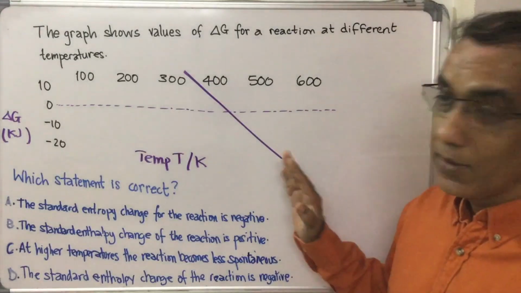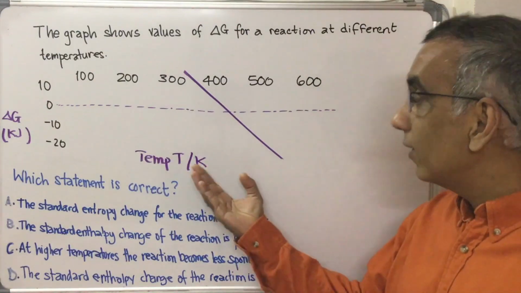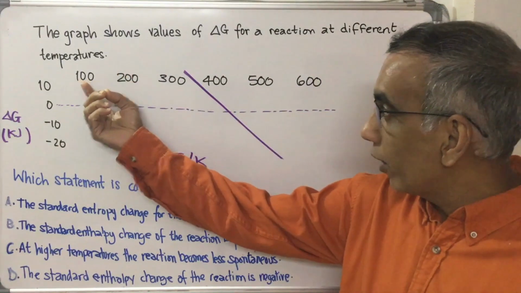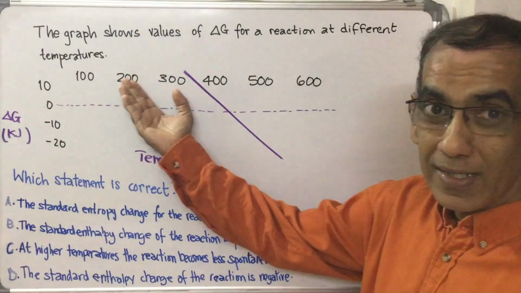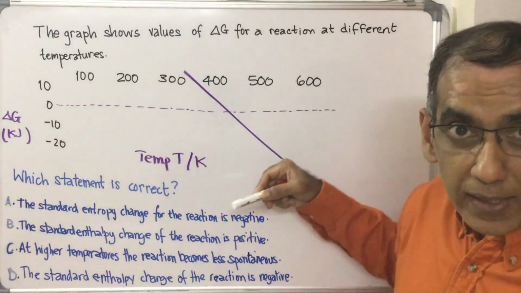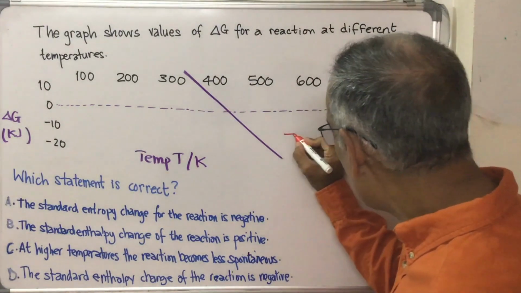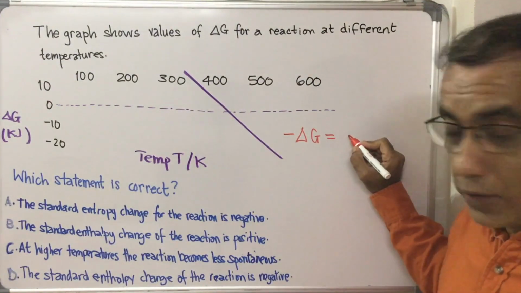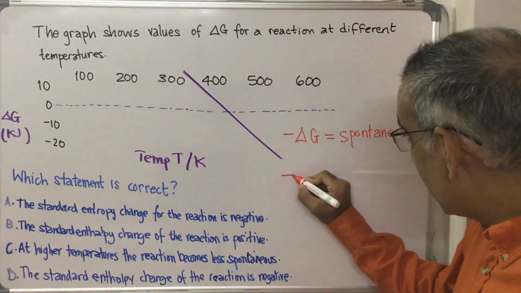So, in looking at this graph, you see delta G on this axis here, the y-axis, temperature T in Kelvin on this axis. Then you notice that as the temperature increases, because here you have 100, 200, 300, 400, 500, 600, and so on, as this temperature is increasing, the Gibbs free energy is going from a positive value to a negative value. When that happens, of course, you need to know that a negative Gibbs free energy gives a spontaneous reaction.